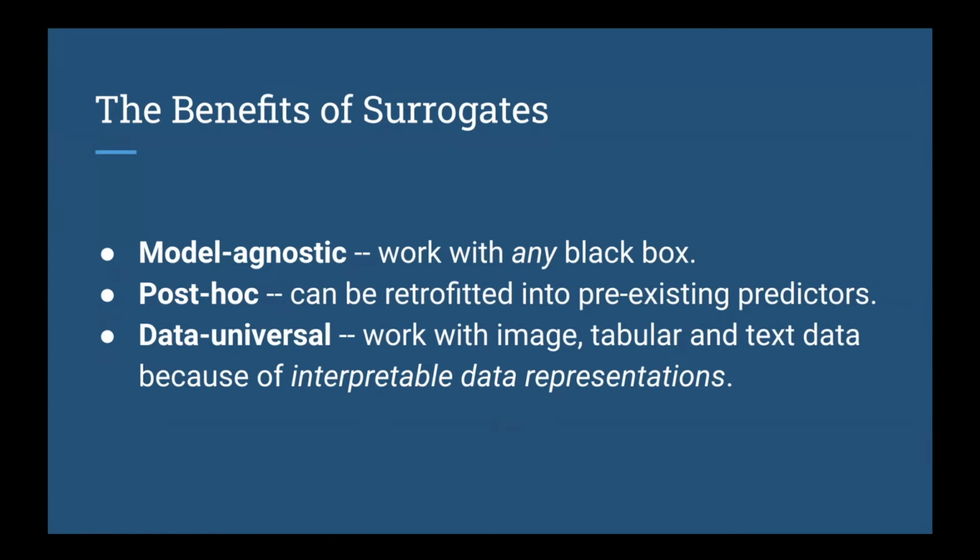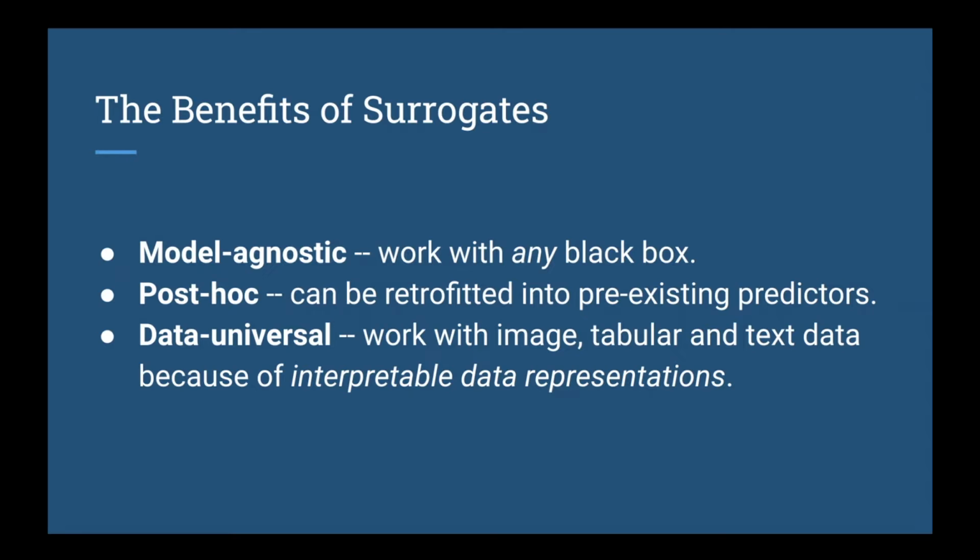So what are the benefits of surrogates? Why would we want to go with surrogate explainers? First of all, they are model agnostic. So they work with any black box, regardless of what sort of underlying process you're trying to explain. They are post hoc, so you don't have to think about transparency up front. You can just install them at the very end and explain away your data points or your black box model. And finally, they are data universal, which means that they work with image, tabular, and text data. And that's because of interpretable data representations that I'll explain in a moment.